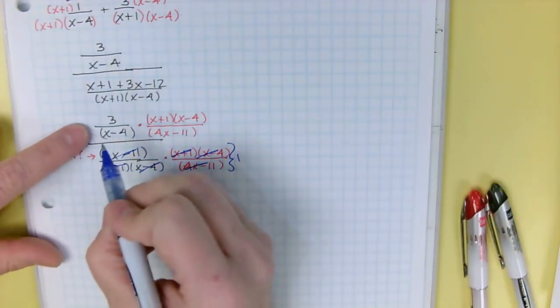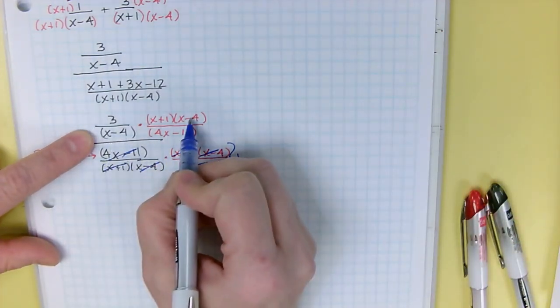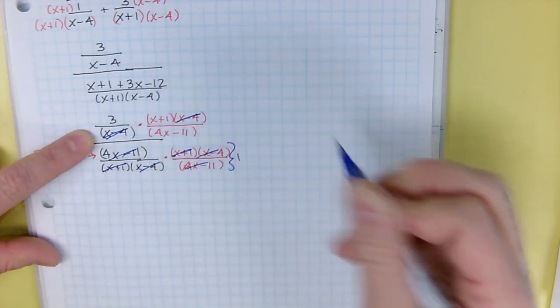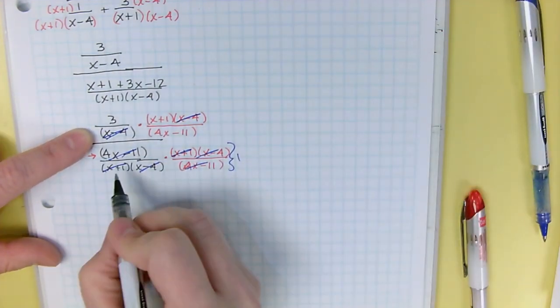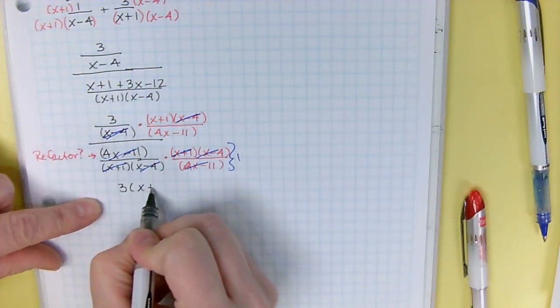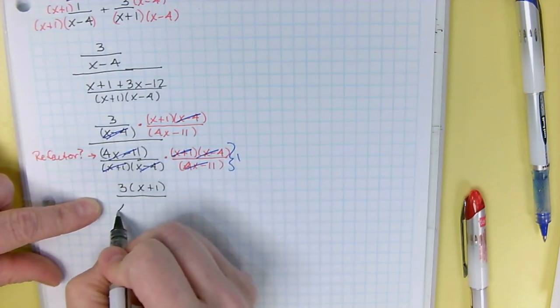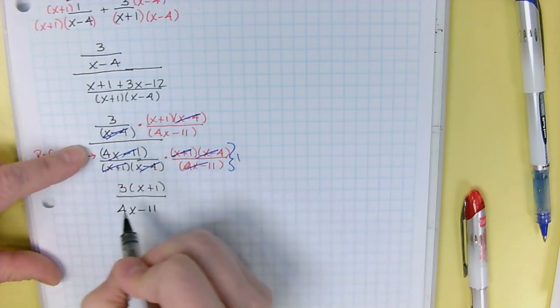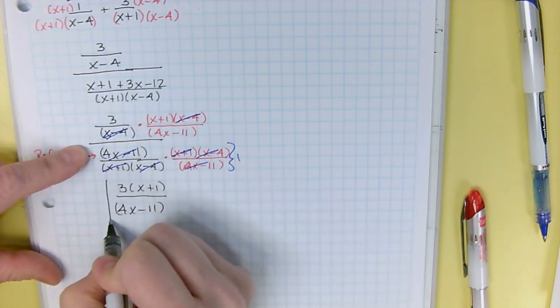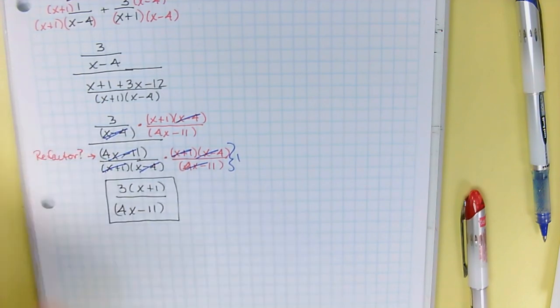On the top, I have an x minus 4 on the bottom and the top, so I can cancel the x minus 4s. And I'm left with 3 times x plus 1 over 4x minus 11. And it's done.